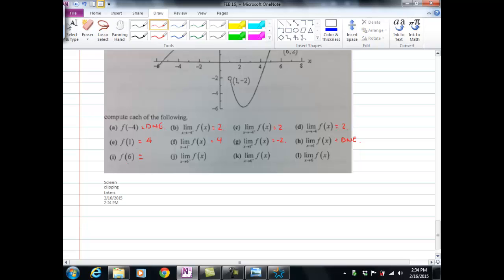F of 6. Guys, settle down. Pragya, F of 6. Go. 2. Correct. Praksha. Go. 5. Correct. Samandeep. K. 5 is correct. Joanne. L. Is it Joanne or 5? Joanna. 5. Because why? Left side, right side are the same.